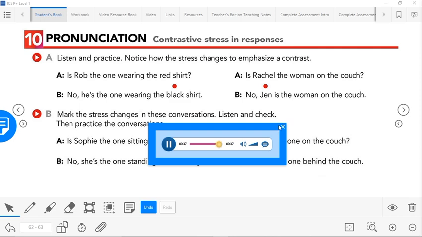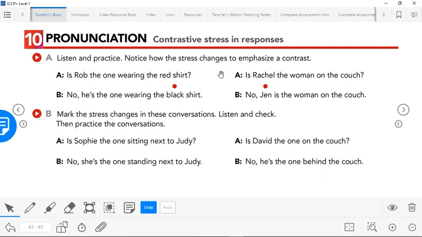Okay, you notice the difference? It's basically that you change the emphasis, you emphasize another word in the response to give the contrast of what you're talking about. For example, if you say, is Rob the one wearing a red shirt? No, he's the one wearing the black shirt. Okay, I'm being a little bit more exaggerated so you understand. It's not the red shirt, it's the black shirt.